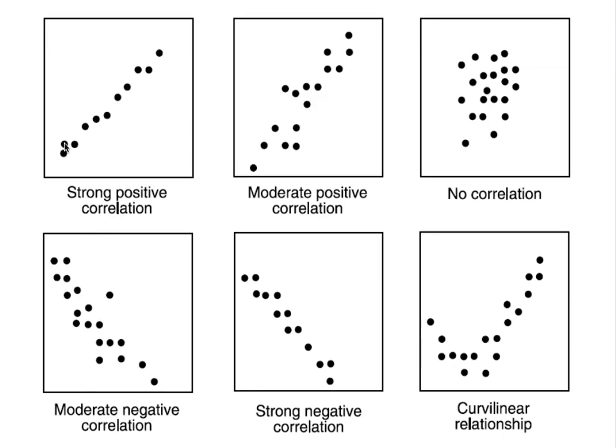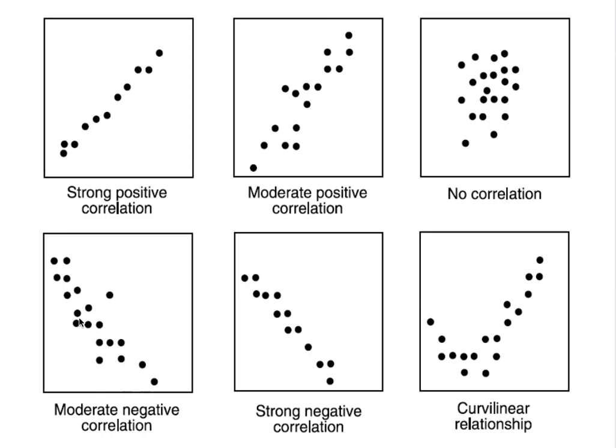However, when the dots are more tightly clustered together, more like a line, that's a strong positive correlation. While when they're looser, it's just a moderate or weaker positive correlation. They still make a positive correlation, but they're a little looser and they make less of a line. And then we have no correlation. They just make a mess, a weird cluster in the center.